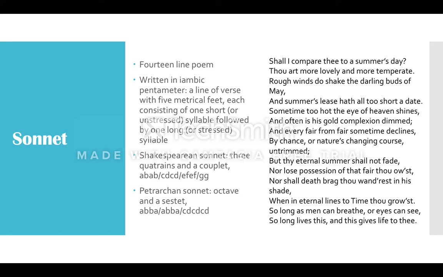Another type of sonnet is a Petrarchan sonnet, which is written with 1 octave and 1 sestet, which is 6 lines. The rhyme scheme for this one is A B B A A B B A C D C D.